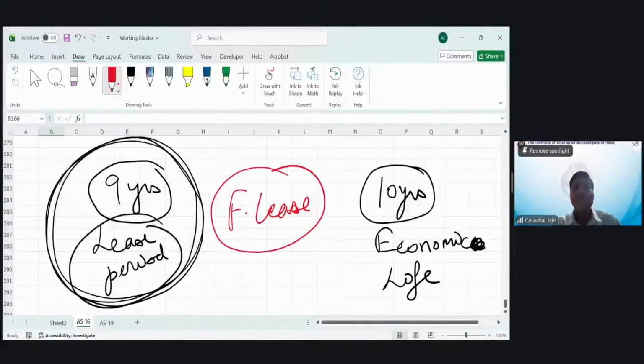Right? So this again becomes the indicator of finance lease. Clear on this? Everyone? Any questions so far? Quickly.